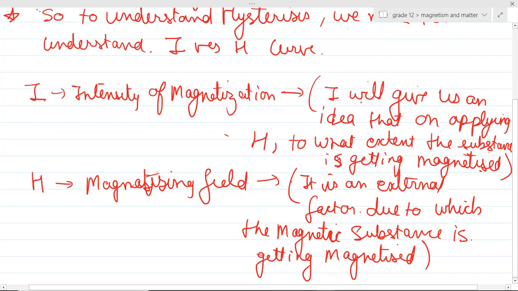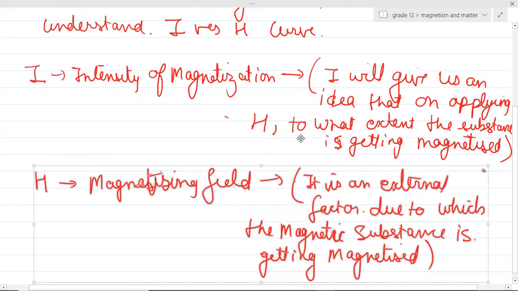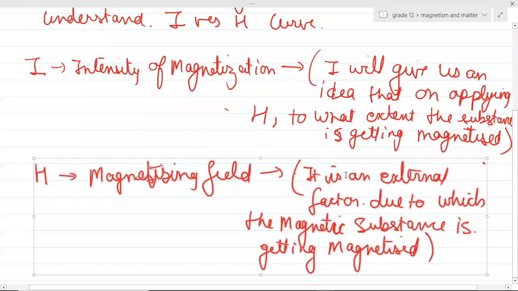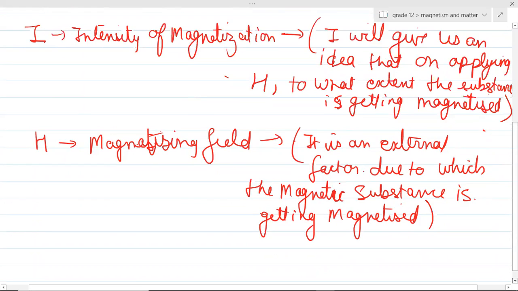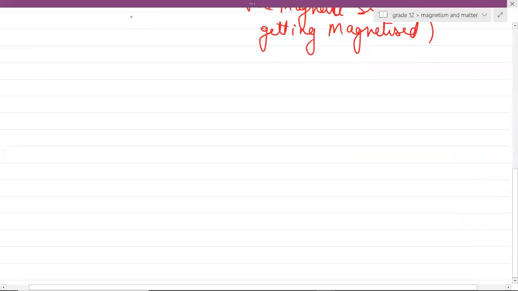In both the cases, both are defined for when the substance is getting magnetized. We know this particular thing. But can you see over here, H is the external factor due to which the substance is getting magnetized. And due to this H, how much the substance is getting magnetized, to what extent, we will get an idea from the factor I. Is this clear? So basically, I'll be drawing an I versus H curve. I'll be explaining you the whole curve. Don't worry.